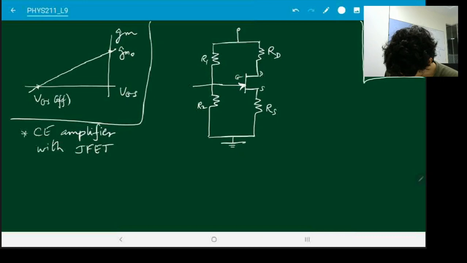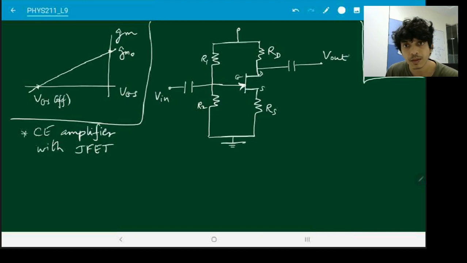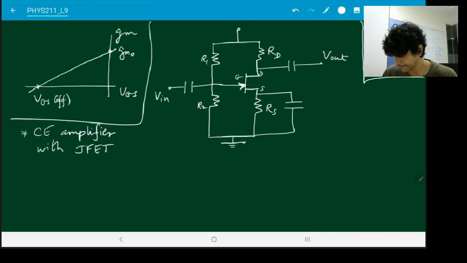What else did we have in our previous circuit? We had one capacitor over here, which we will still keep, and this is where we take the input. Similarly, over here we have a capacitor going to the output as well. So this is V out. We also had a bypass capacitor across the emitter resistance. Now we're going to have a bypass capacitor across the source resistance. So this is the circuit diagram, and of course there's one load resistance over here.